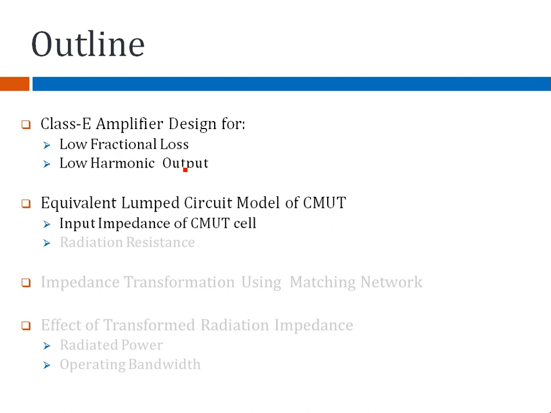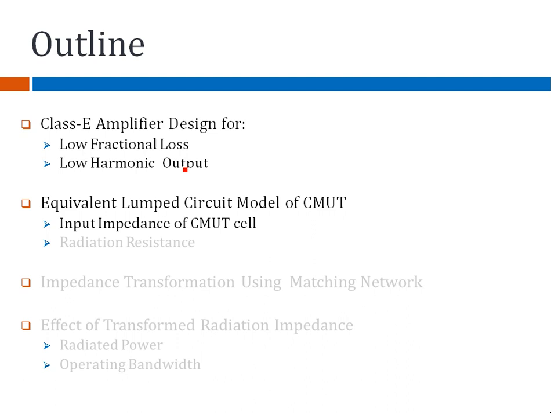As a consequence of this model, we can extract the input impedance of the CMUT cell by driving the circuit model with a voltage source, and the input impedance of the CMUT cell is the ratio of that input voltage to the current that the cell draws. So we'll have the input impedance as a function of frequency, and the input impedance of the cell for the given geometrical parameters gives a lot of information, like resonance frequency, the bandwidth, and any losses associated with the CMUT.